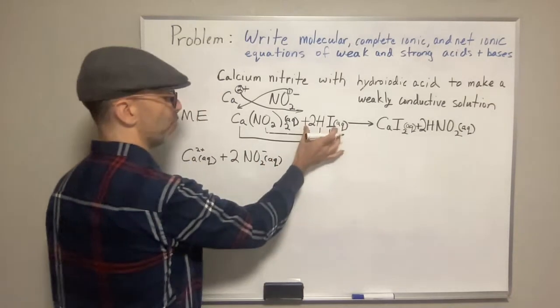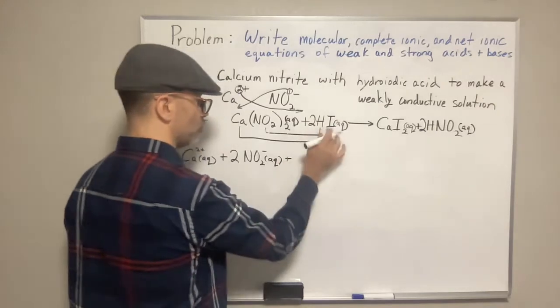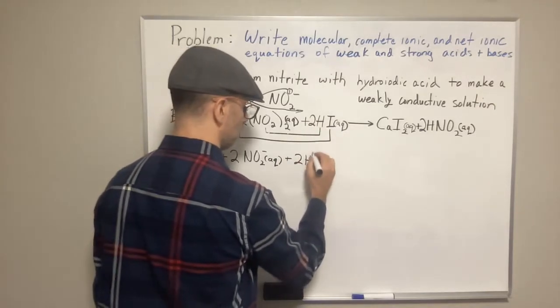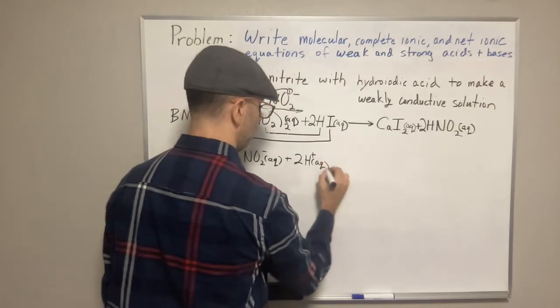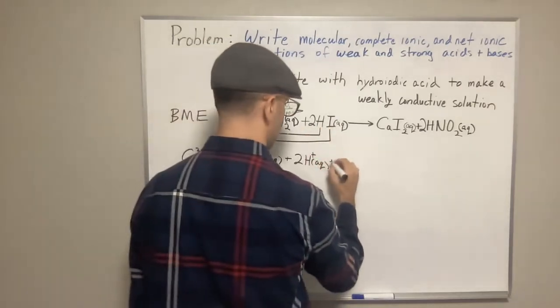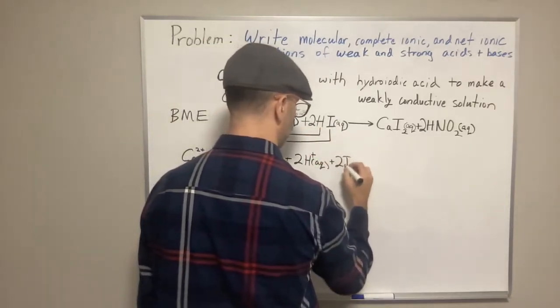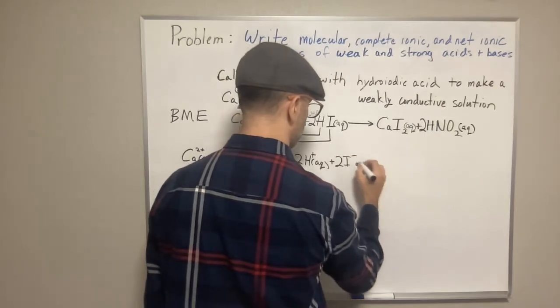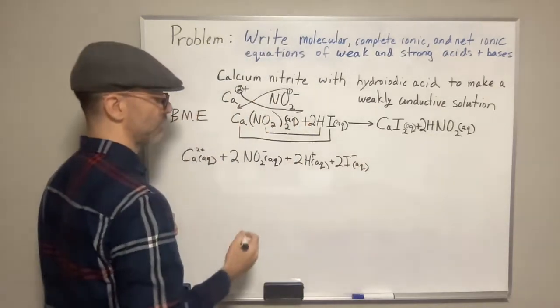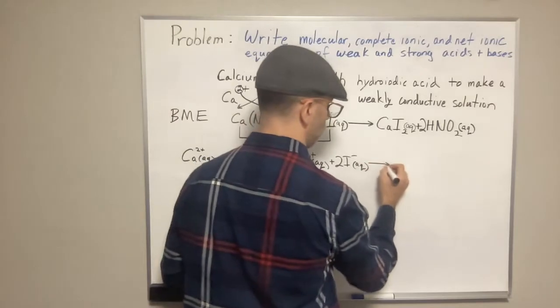And then I'm going to break this apart. So I have 2H plus aqueous, and I have 2I minus aqueous. And that is our reactants. And so I'm going to do the same thing for our product.